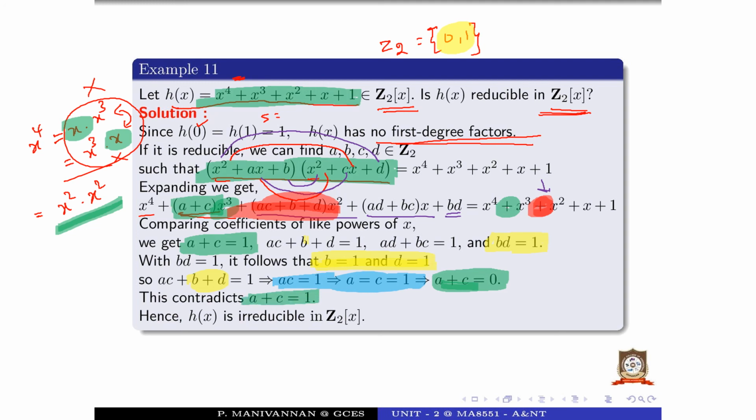Therefore, what is the condition? What was the assumption? We assumed it is reducible. It gives a contradiction. Therefore, h of x is irreducible. If it is reducible, it will give a contradiction. Therefore, h of x is irreducible in Z2 of x.